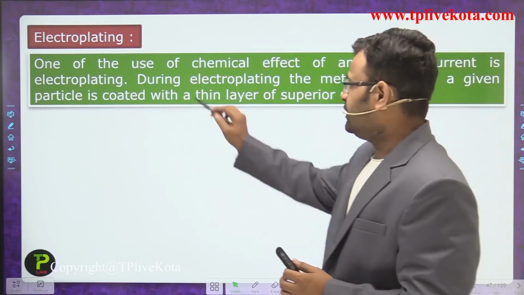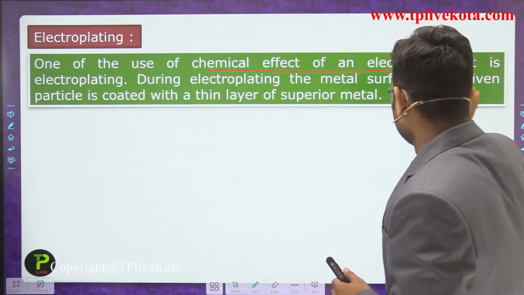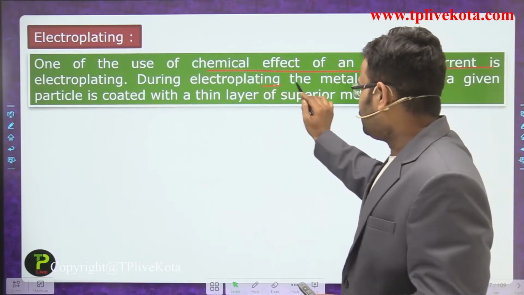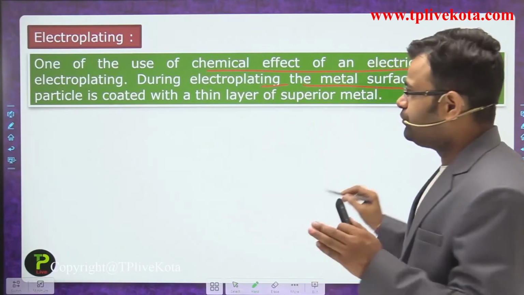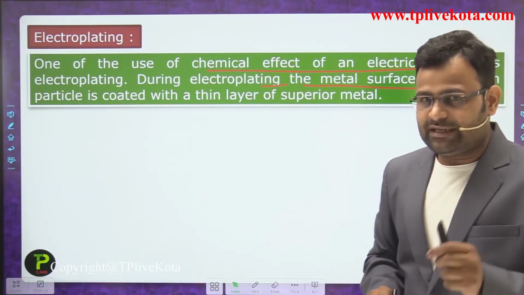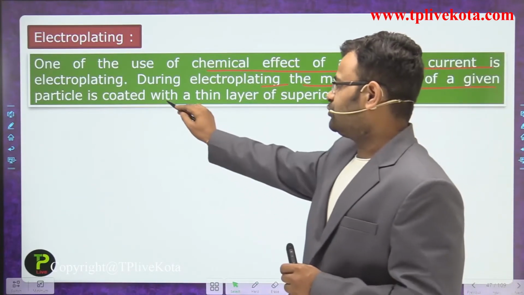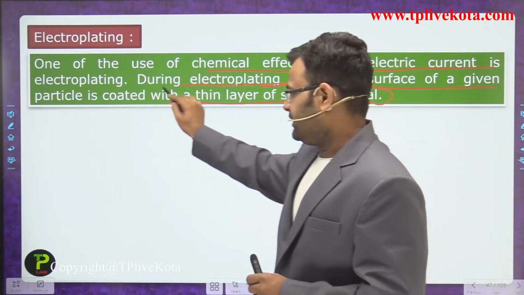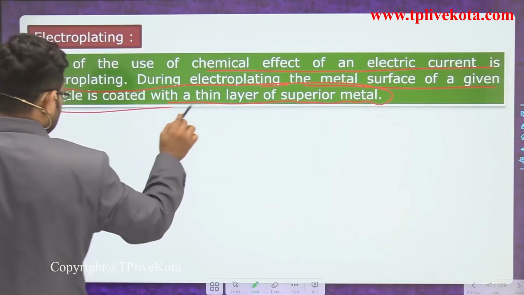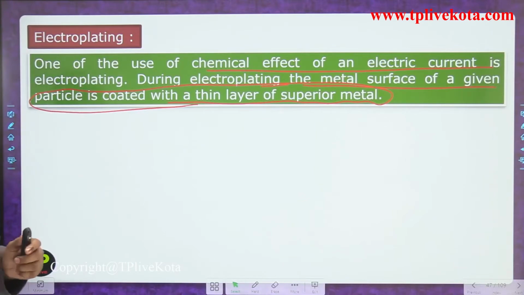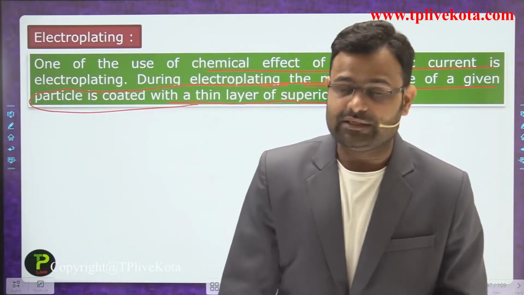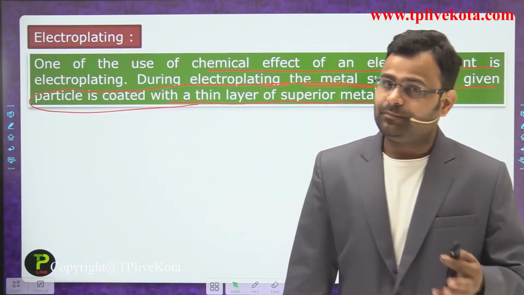So one of the uses of the chemical effect of an electric current is electroplating. During electroplating, the metal surface of a given object is coated with a thin layer of a superior metal. That is the difference, guys. We require superior metals. If you want to coat one metal with another metal, we require the superior metal.